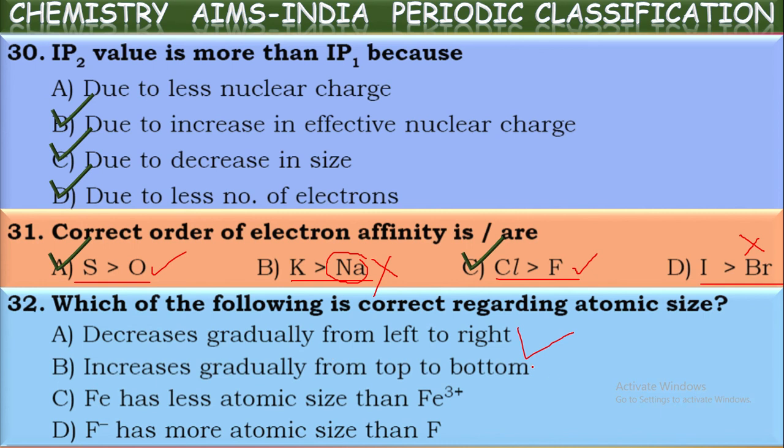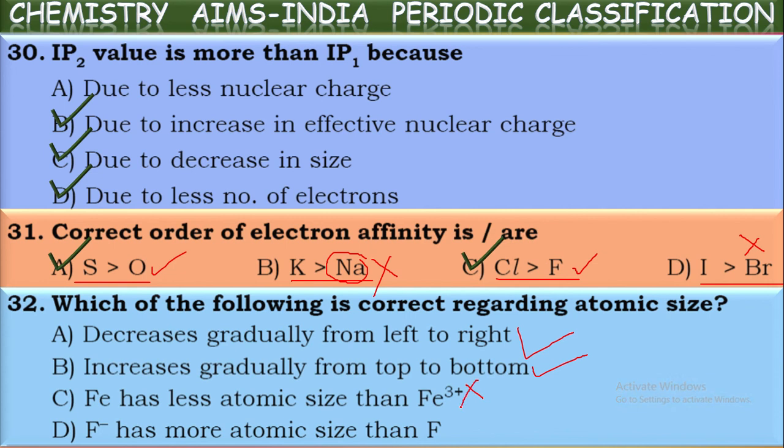Increases gradually from top to bottom. This is also correct. Top to bottom means in a group. In a group, from top to bottom, atomic radius or atomic size increases. This is also correct. Now, if you see the third one, iron Fe has less atomic size than Fe3+. Fe3+ is formed by the loss of electrons, isn't it? By the loss of 3 electrons, Fe3+ is formed. By losing electrons, the effective nuclear charge increases because the number of electrons is reduced, so the size will shrink. Now Fe3+ will have a smaller size than the neutral atom Fe, but they have given it in the reverse way. So it will be an incorrect statement.